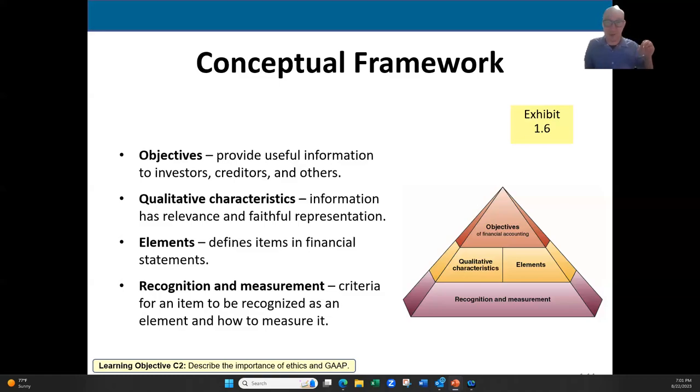Qualitative characteristics are the information that is both honest and transparent. The elements are the financial statements: income statement, balance sheet, statement of cash flows, statement of retained earnings. Those are the four primary financial statements that we'll talk about all throughout this course. The recognition and measurement is our criteria that helps us to measure those financial statements.